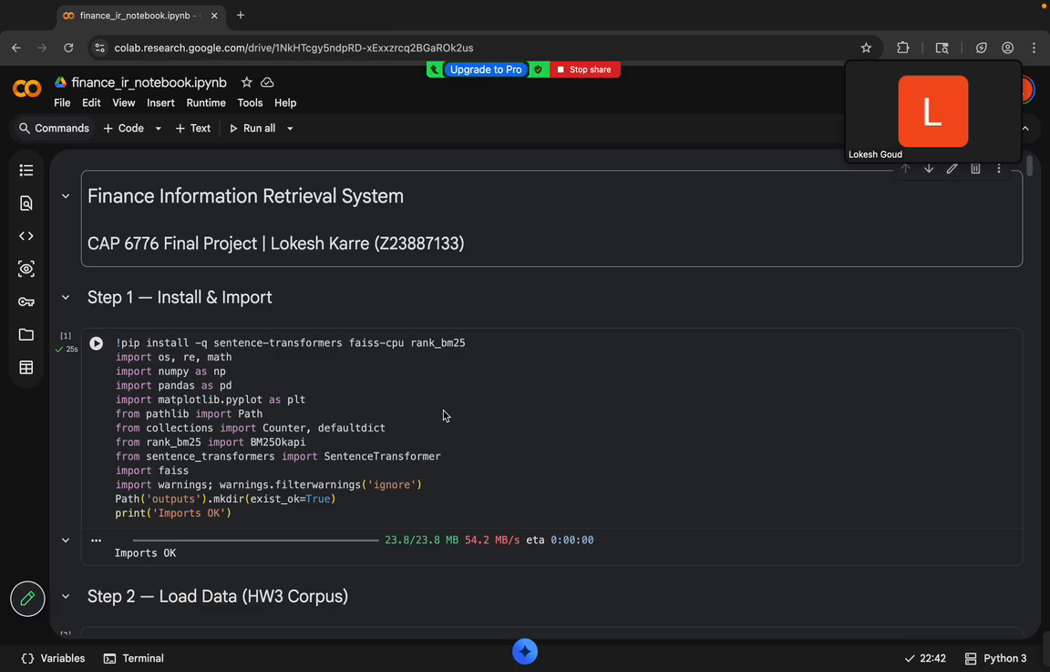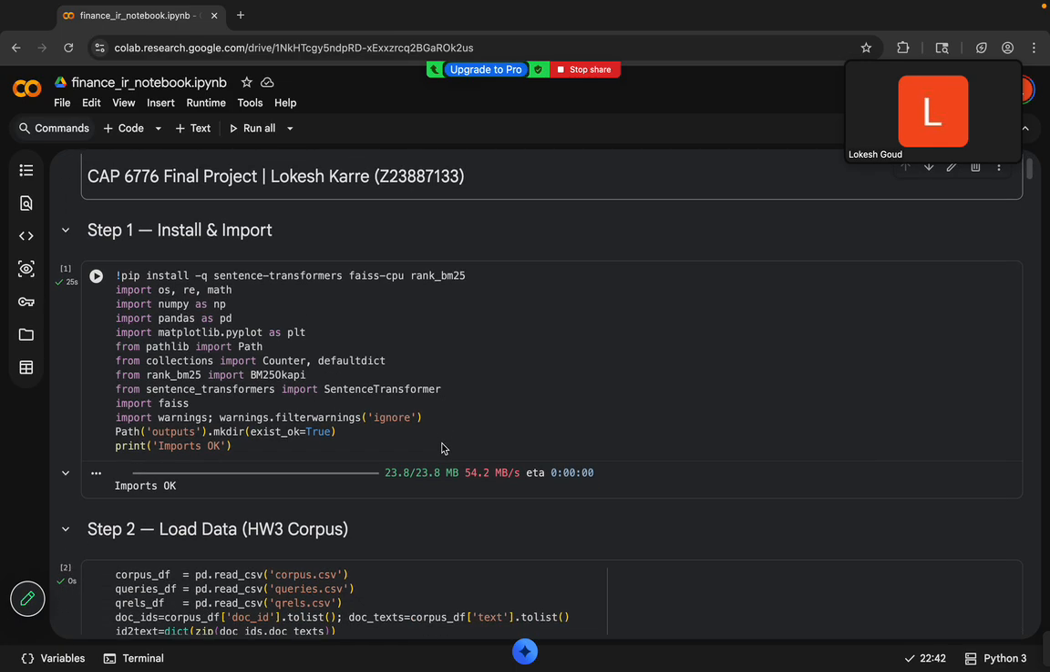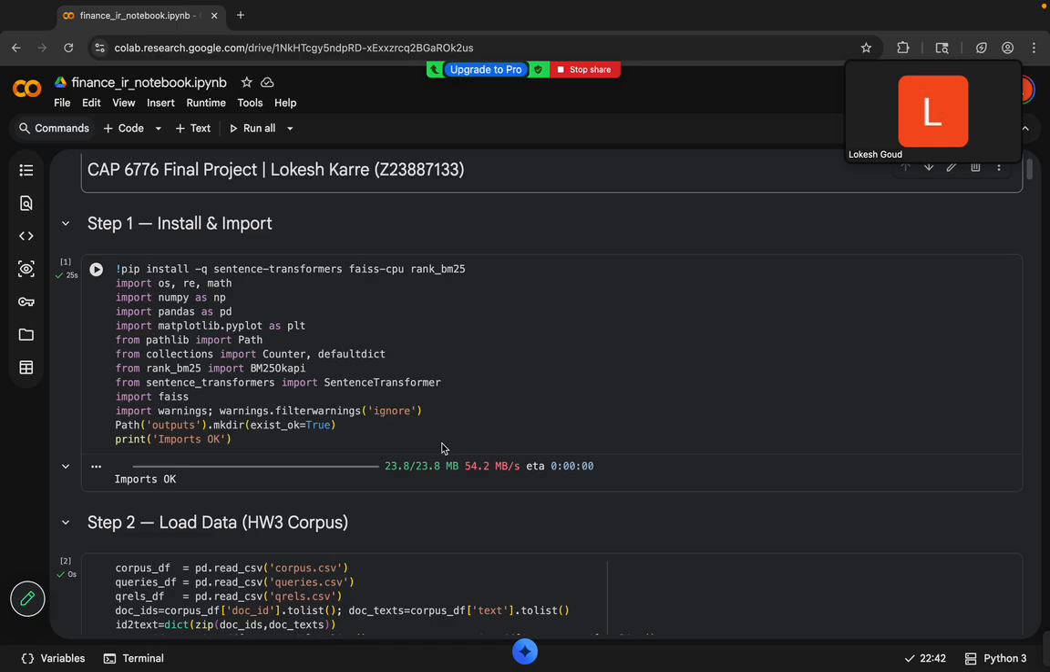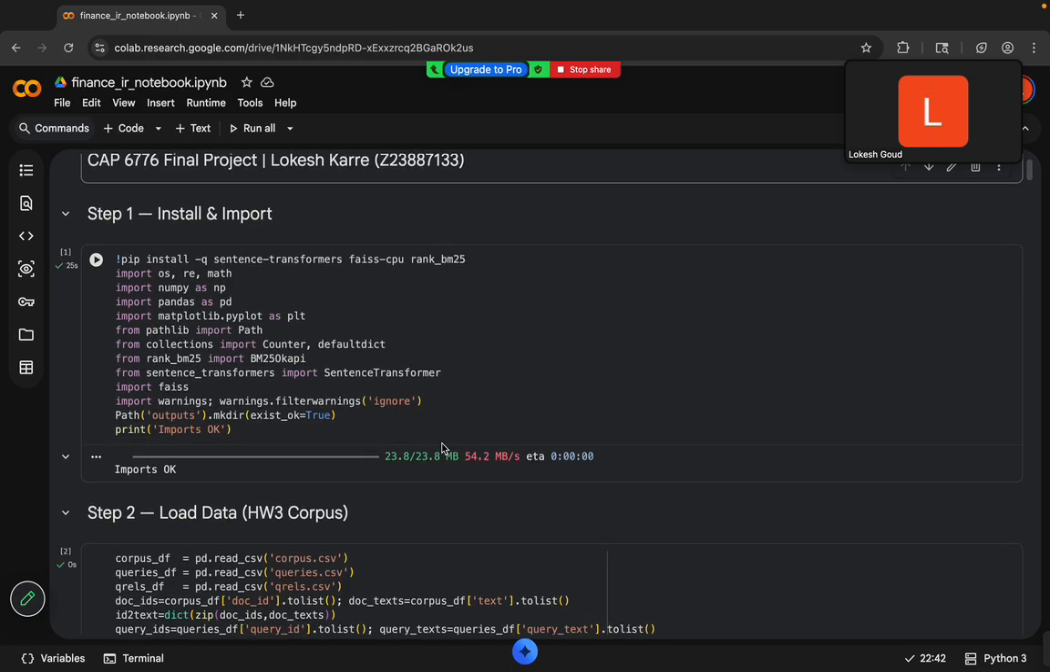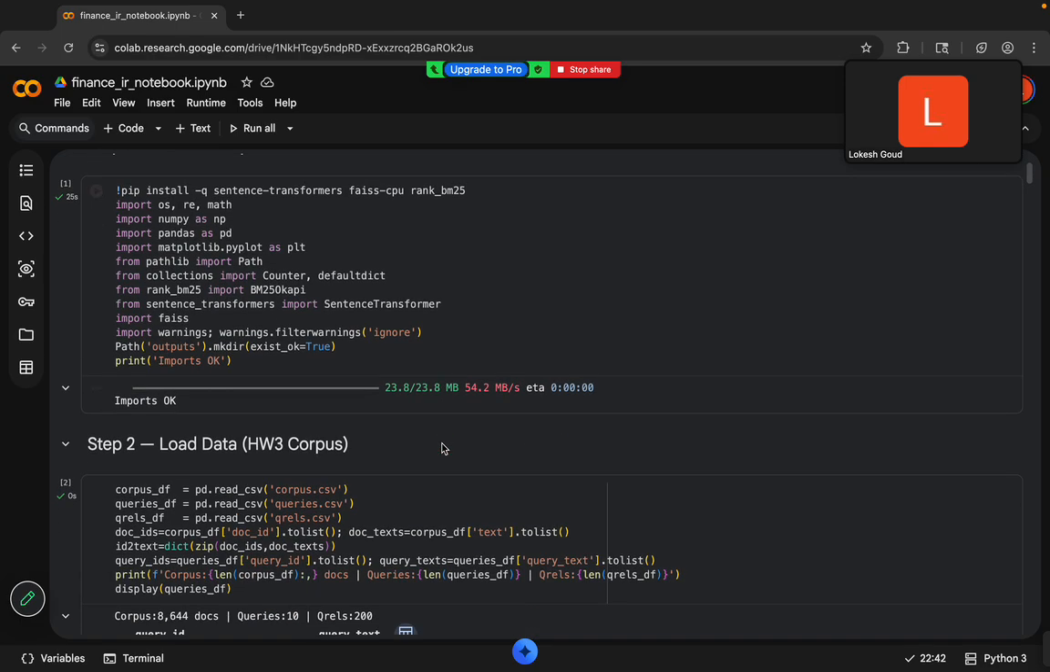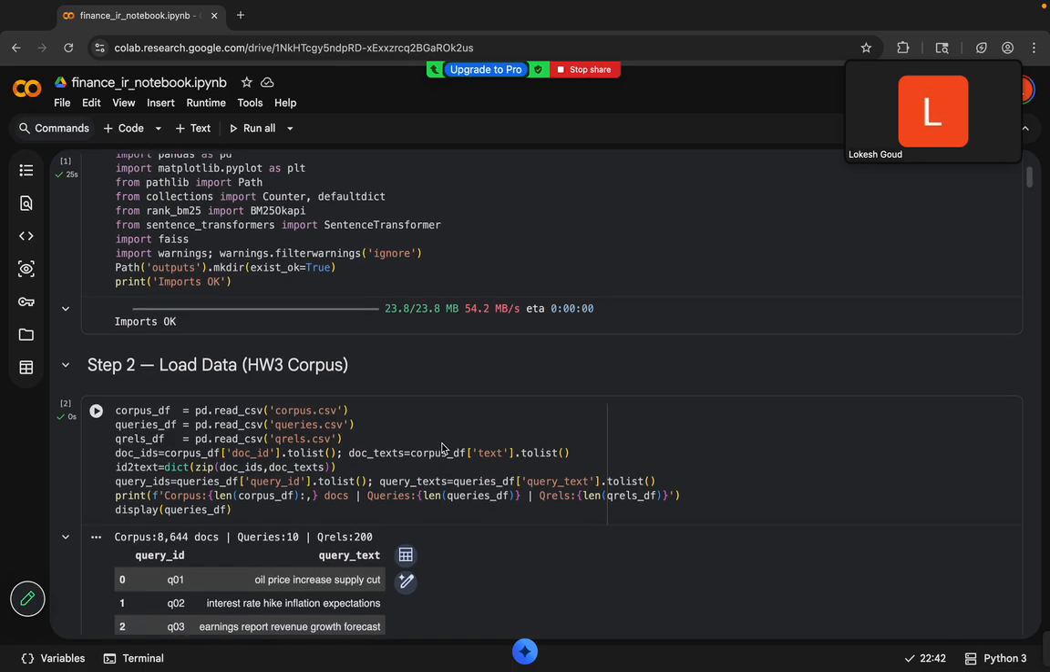The domain is financial news retrieval. I am using the Reuters corpus of financial newswire documents, the same corpus from homework 3. So the problem I was solving was identified in my homework 3 error analysis.